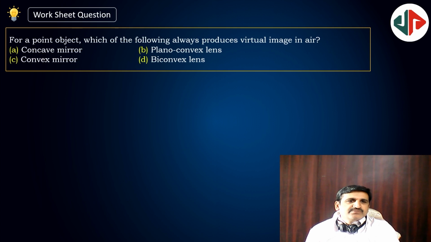For a point object, which of the following always produces a virtual image in air? Concave mirror many times gives a real image, only once a virtual image. Convex mirror always gives a virtual image. In air, he said. Plano-convex lens, biconvex. We have only one option, convex mirror.